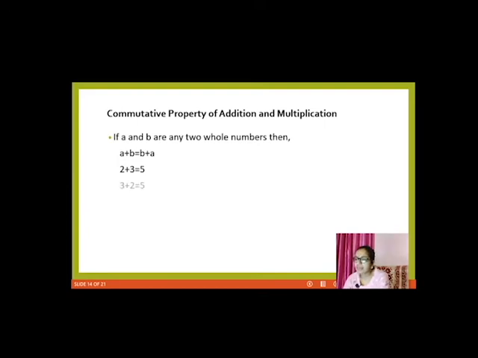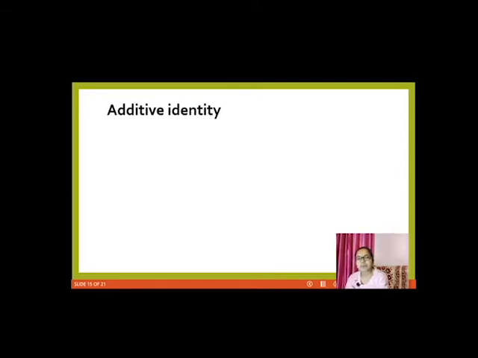That is known as commutative property. And the same with the product also. If you multiply any two whole numbers in the order A into B, the answer will be the same if you multiply in the reverse order, B into A. Let's take some examples and see. 2 into 3 is 6 and 3 into 2 is also 6. Okay, so this is known as commutative property. Now let's see the next property.